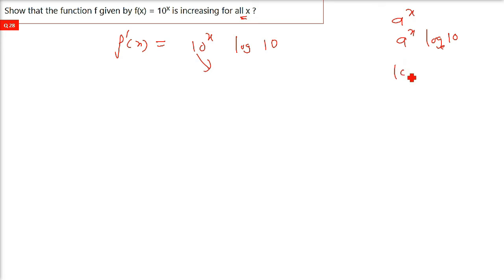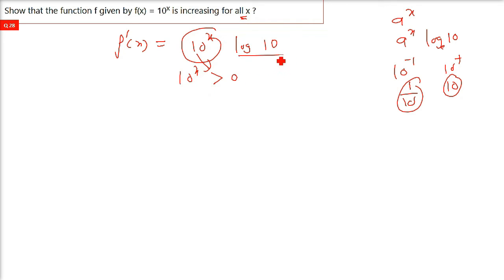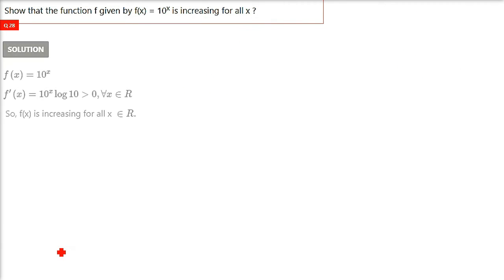Now anything on the 10, negative or positive, will always give you positive. 10 raised minus 1, 10 raised positive, just check it out. In both ways, you'll see it is going to be positive. So it is always greater than 0. How about log 10? This is already a constant number. It cannot be negative. It's a positive number. So log 10 is greater than 0. So when plus into plus is there, it is positive. So this is greater than 0. It will always increase.